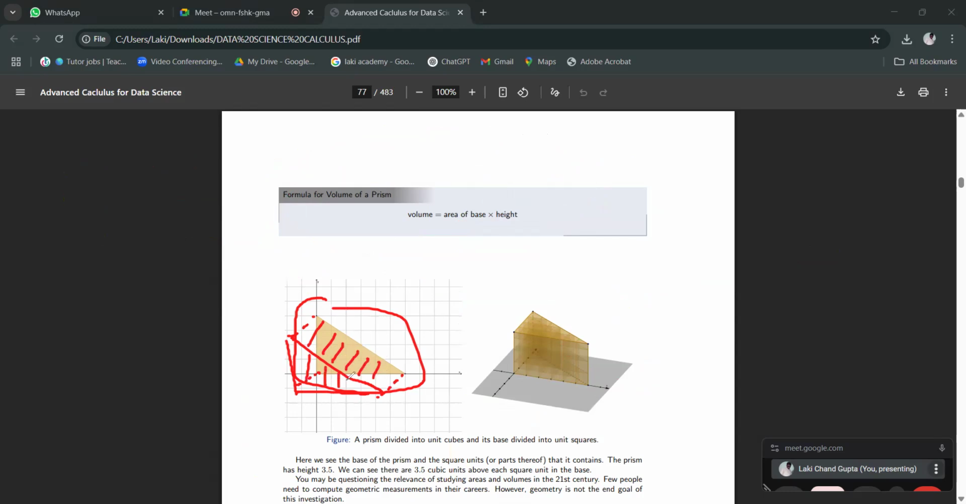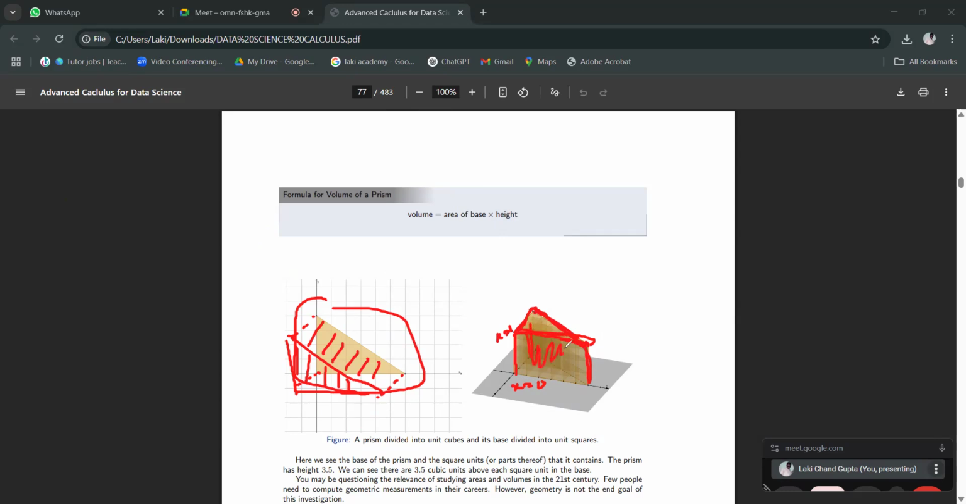Actually, volume can also be found using double integration and triple integration. It is not important. Volume is what? Area into height. This is a 2D figure, but when you stretch this from x equal to 0 to x equal to, let's suppose, 1, it becomes a 3D body, right?